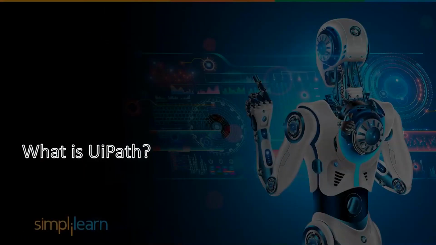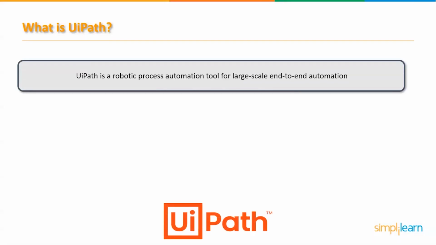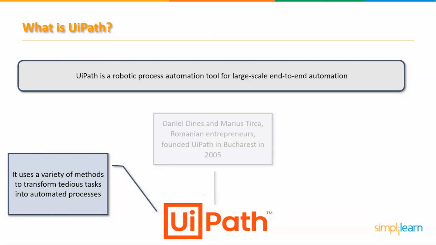So without wasting any further time, let's get started with what is UiPath. UiPath is a robotic process automation tool for large-scale end-to-end automation. For an accelerated business change, it provides solutions for business to automate routine office activities. It uses a variety of methods to transform tedious tasks into automated processes.